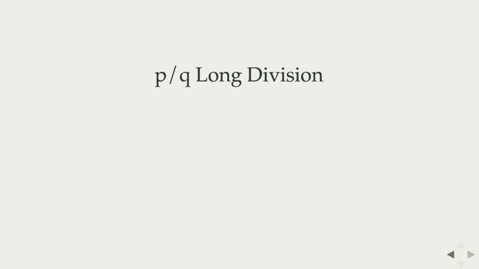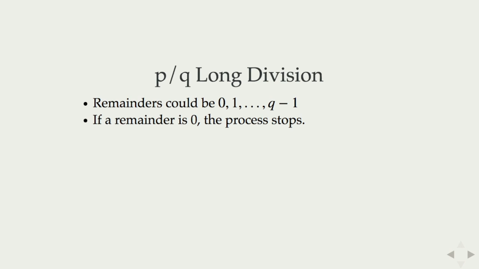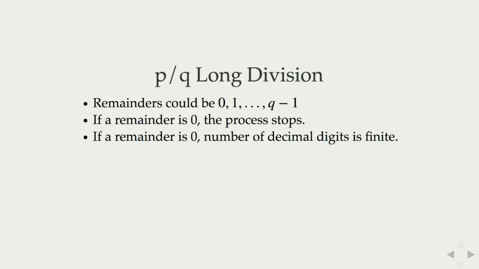Now, in general, for a fraction p over q, when we do long division, the remainder can be 0, 1, and up to q minus 1. Of course, in this case, q is always positive. If a remainder is 0, that means the division process is going to stop, and it also means that the number of decimal digits is finite. So it's terminating. An example would be this case. There's no more, that's it.